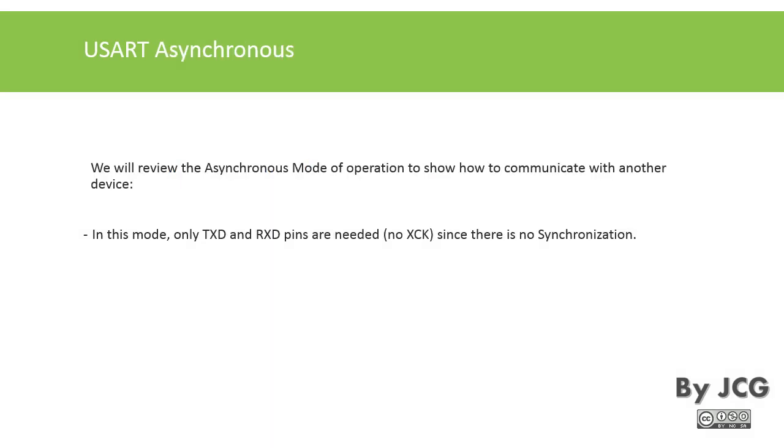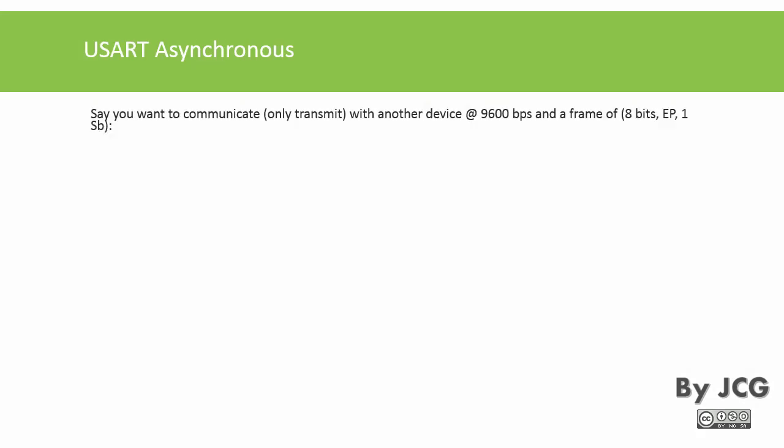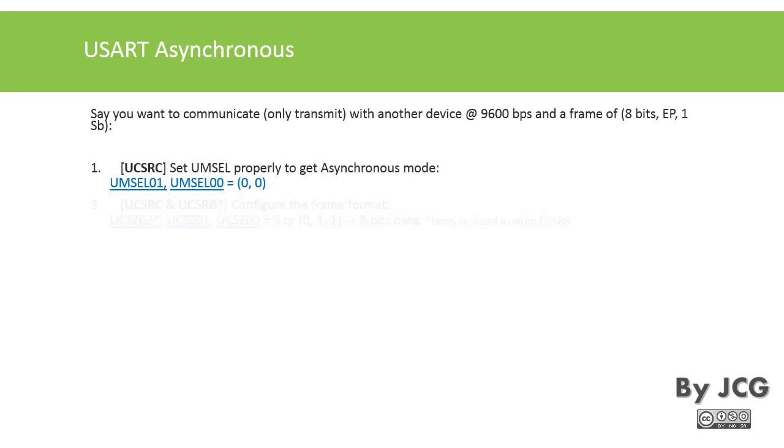Let's see a little example. We will review the asynchronous mode of operation to show how to communicate with another device. Say you want to communicate, and this means that you only want to transmit, with another device at 9600 bits per second, in a frame of 8 bits, even parity, and 1 stop bit. So what you want to do is first set the UMSEL bits properly.